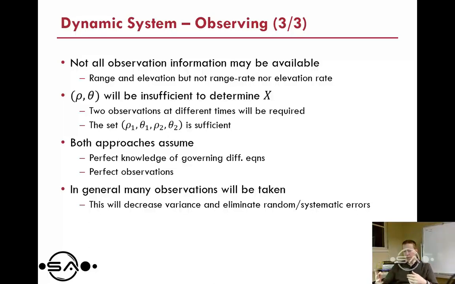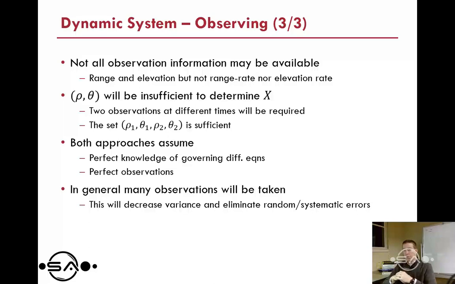If we don't have all four observation variables, then we have to take them at different times. So let's say we have our range and our elevation available. Then we would have to take two observations. Or if we only had our range, then we'd have to take four range observations in order to meet our degrees of freedom, our four state variables in this 2D case.